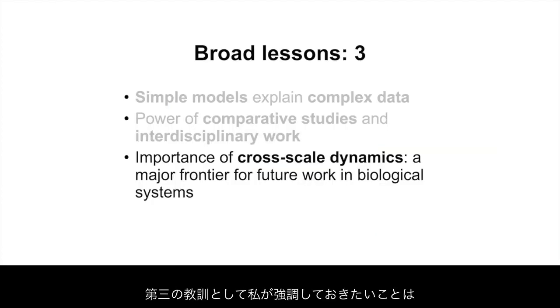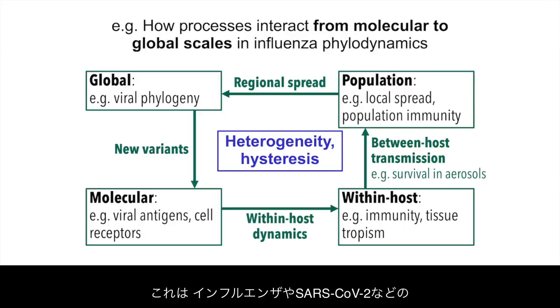The third broad lesson I want to highlight is that it's very important to understand how dynamics at different biological scales interact. We have a great illustration of this in the phylogenomics of important human diseases like influenza and SARS-CoV-2. In these systems, we see that changes in the virus at the molecular level can affect disease dynamics at all larger scales, which then feed back to processes at the molecular level.